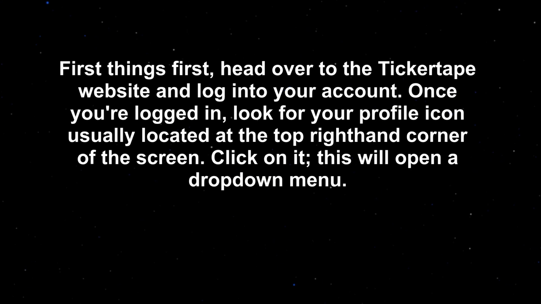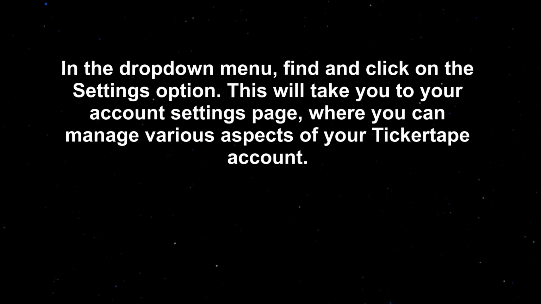Once you're logged in, look for your profile icon, usually located at the top right-hand corner of the screen. Click on it. This will open a drop-down menu. In the drop-down menu, find and click on the Settings option. This will take you to your account settings page, where you can manage various aspects of your Tickertape account.